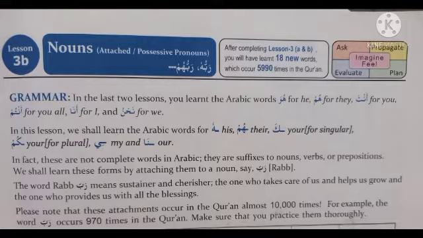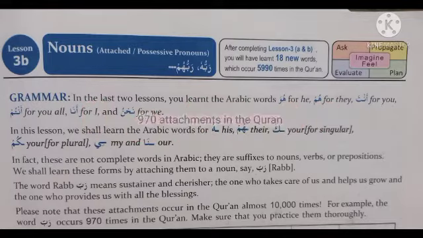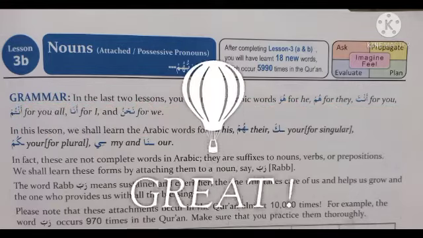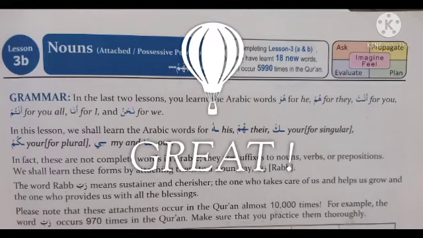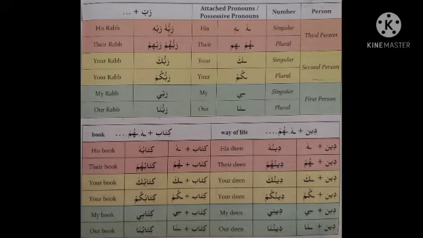For example, the word Rabb occurs 970 times in the Quran. So if we are practicing this single word Rabb with these 6 attached pronouns, we will be able to understand the 970 attachments in the Holy Quran, mashallah, and say Alhamdulillah for this great opportunity that Allah has given us to understand the Quran in such an easy way, mashallah. Now going towards the examples.